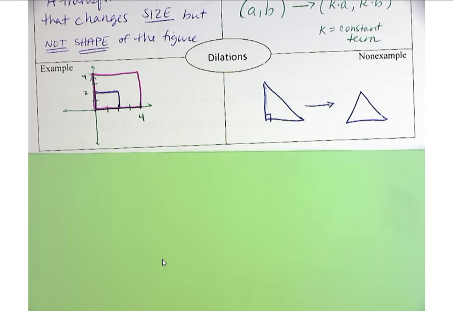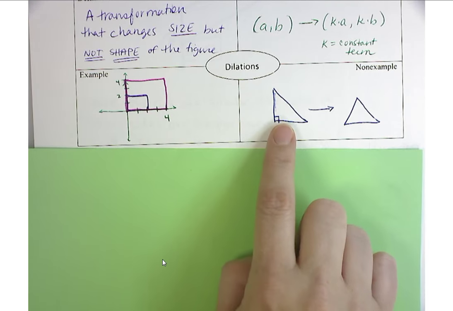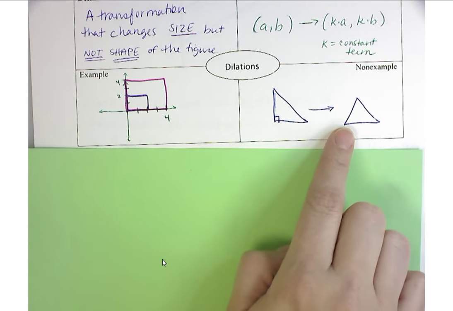Now a non-example would be if I have a right triangle and then I went to an equilateral triangle. So it still has to have those same angles like we did before.